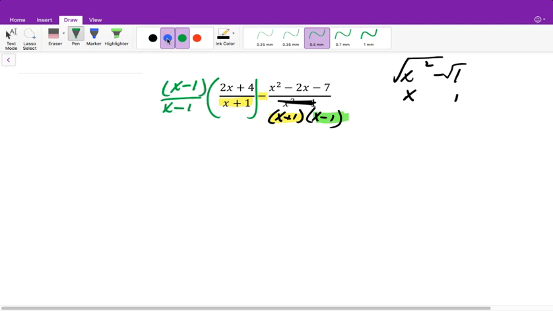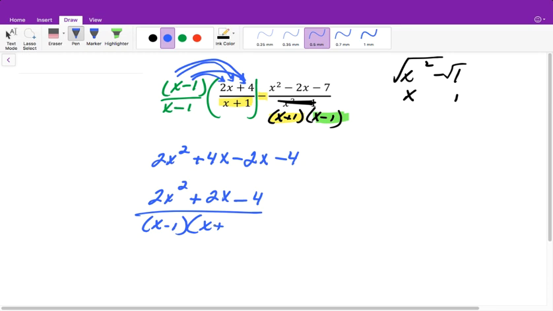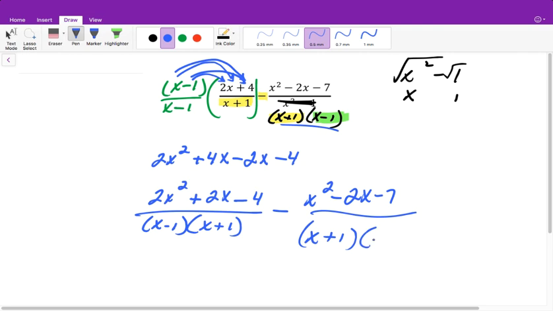All right, so now we're going to use our FOIL. So we'll do x times 2x gives me 2x squared. x times 4 gives me plus 4x. Negative 1 times 2x gives me minus 2x. And negative 1 times 4 gives me minus 4. So this will simplify to 2x squared plus 2x minus 4 all over top of x minus 1 times x plus 1. And since now we know that they have the same denominator, I'll just write it out. So x squared minus 2x minus 7 over top of x plus 1 times x minus 1.